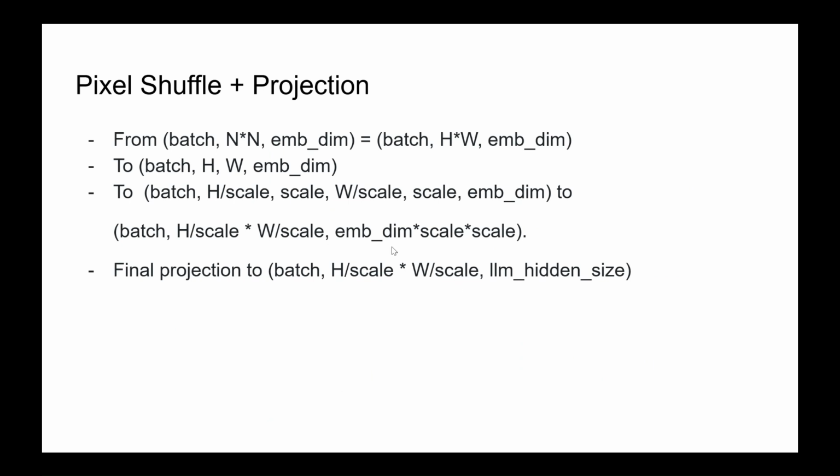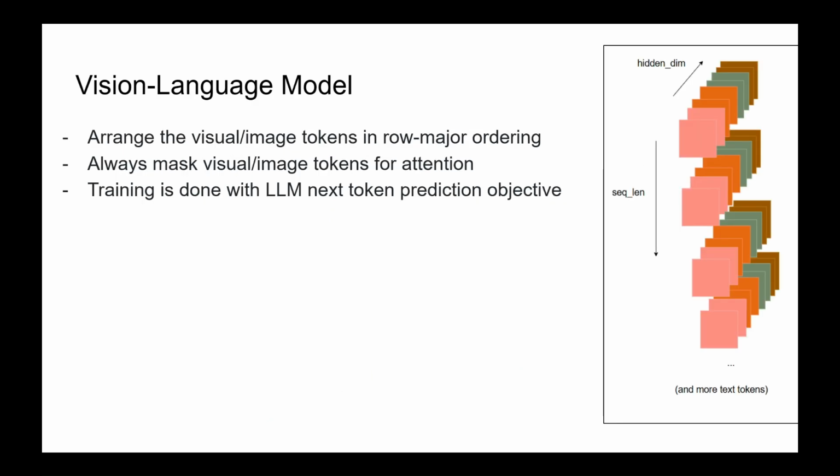But this is not the final operation. The final operation is that this embedding dimension multiplied by scale squared, you will need to project it into the LLM's hidden size, so that both the image tokens and the text tokens have the same dimension for their embedding vectors. So you're going to project this using a linear layer. And yes, congratulations, you've made it this far.